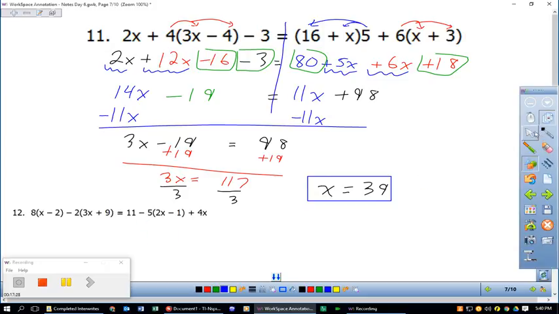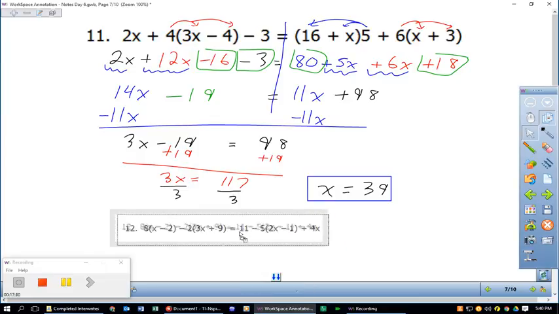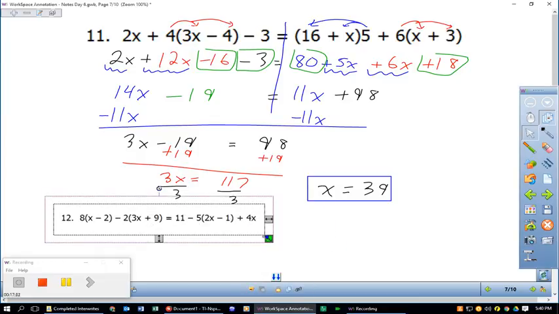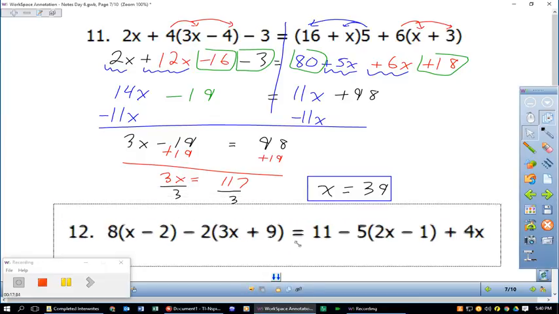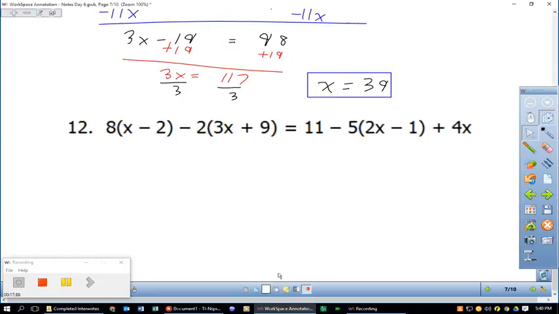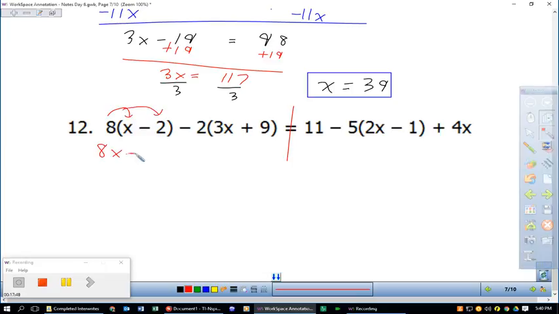Okay. Now let's do the same thing with number 12, or similar thing with number 12. All right. Okay. So let's break it down one piece at a time. So first, let's distribute. Okay, so starting over here on the left, we can distribute 8 to both of these. So we get 8x minus 16. And the next one we get minus 2 distributed. So we get minus 6x minus 18.